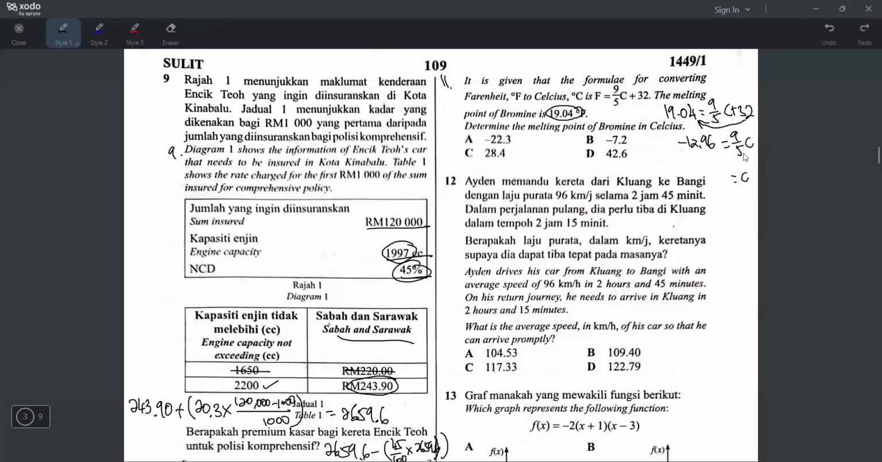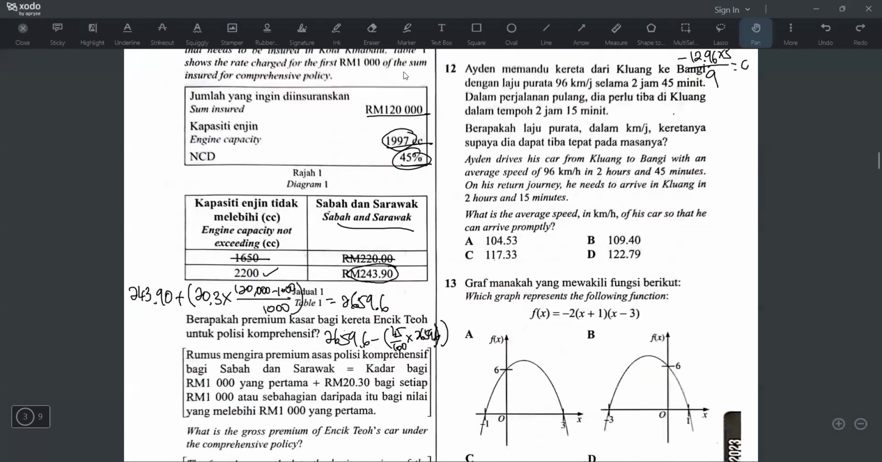Okay, pindah 9/5. Tapi pindah 9/5 macam mana pindah? Okay, very easy. This 5 duduk bawah kan? So kalau bawah means divide, bahagi. So bahagi jadi darab. And then 9 duduk atas means darab, darab jadi bahagi. So you tekan ini semua and then dapat jawapan. So negative 12.96 times 5 divide 9. My calculator give me negative 7.2. So bulat the answer lah. B is the answer. Okay, sudah siap.